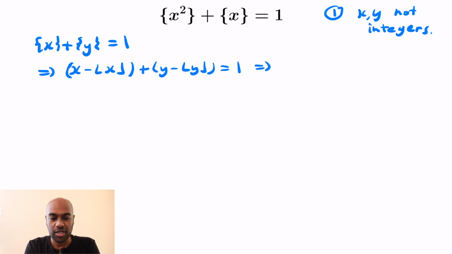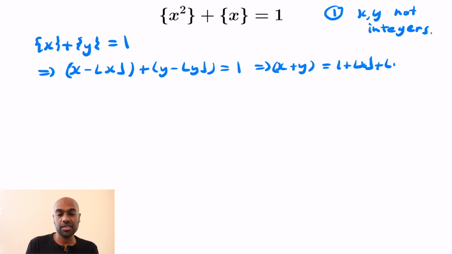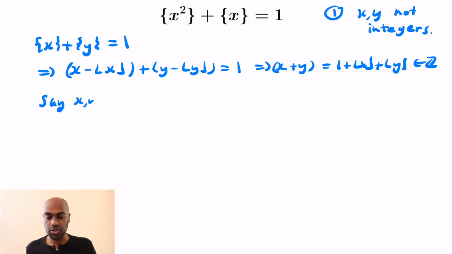Okay, so let's actually look at this equation in terms of the floor and the value of x and y themselves. So the fractional part of x is x minus the floor of x, and the fractional part of y is y minus the floor of y. So we get x minus the floor of x plus y minus the floor of y is 1. And if we rearrange this, this tells us x plus y is 1 plus the floor of x plus the floor of y. Now the floor of x and the floor of y are integers, so this tells us that x plus y is forced to be an integer.